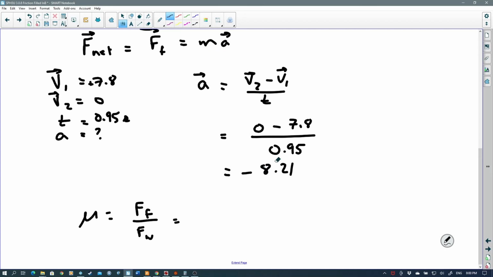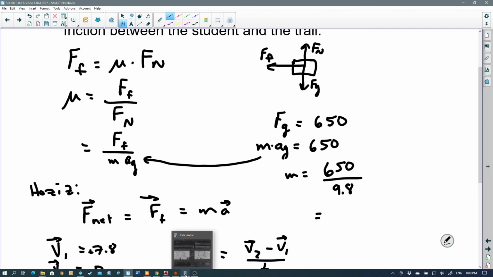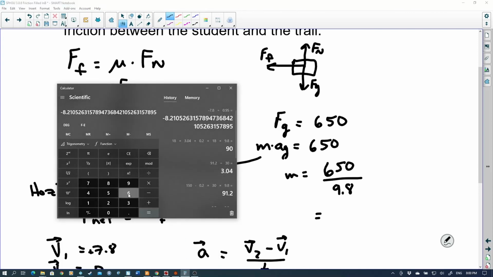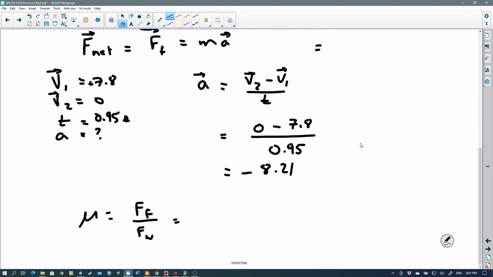We just calculated the acceleration. We are going to need the mass of the student. So let's come back up here and actually calculate the mass of the student, which is 650 divided by AG, which is 9.8. So I'll take out my calculator again. So 650 divided by 9.8 is equal to 66.32 kilograms approximately. Okay.